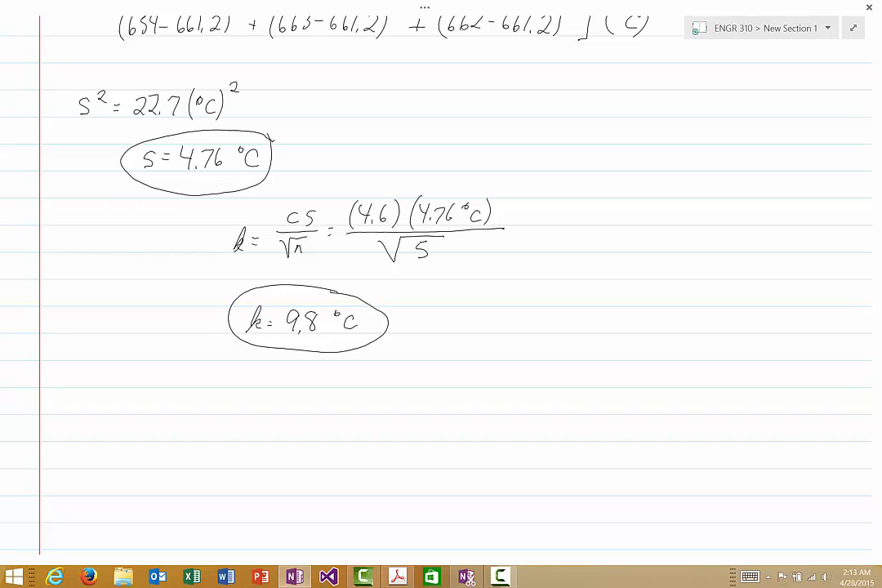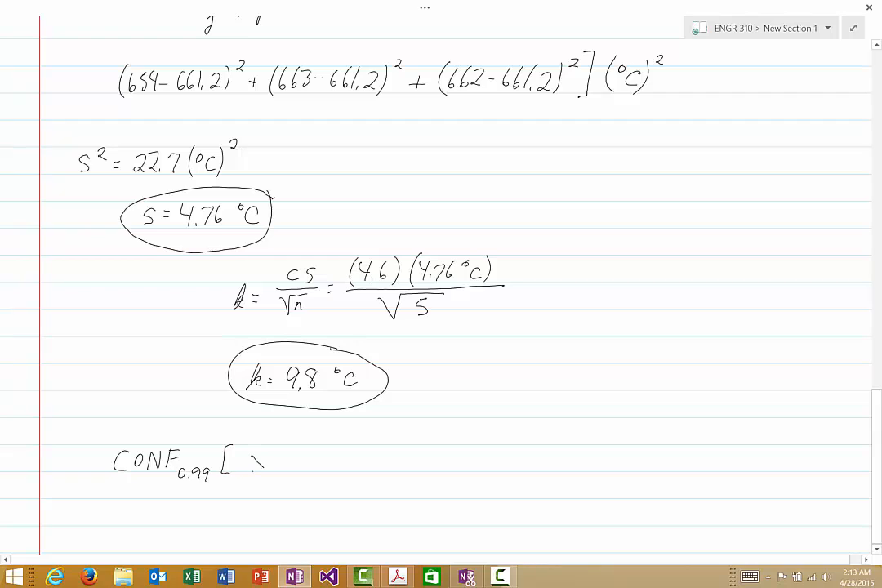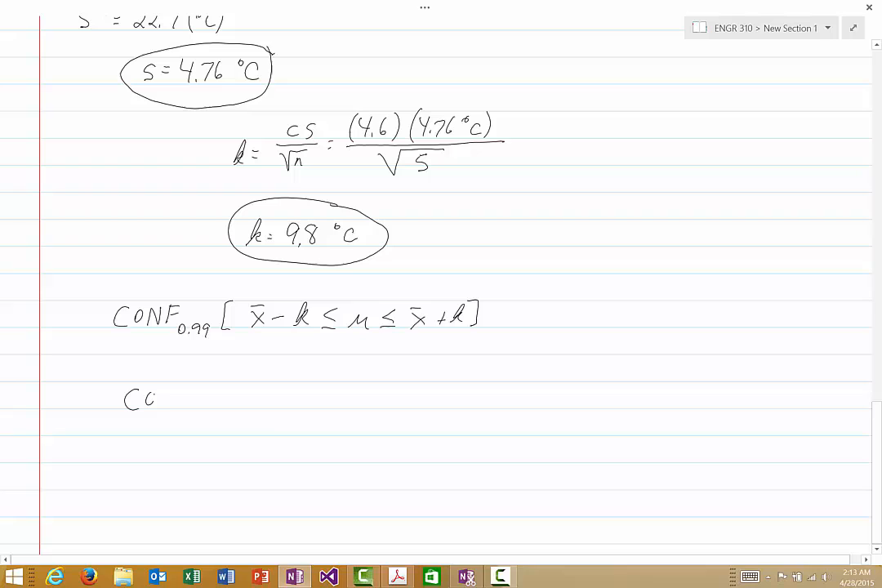And therefore, the confidence, in this case 99% confidence interval for the mean, we will have x bar minus k less than or equal to mu less than or equal to x bar plus k, and that turns out to be 651.4 degrees centigrade less than or equal to mu less than or equal to 671.0 degrees centigrade.